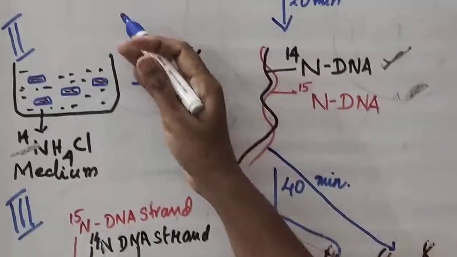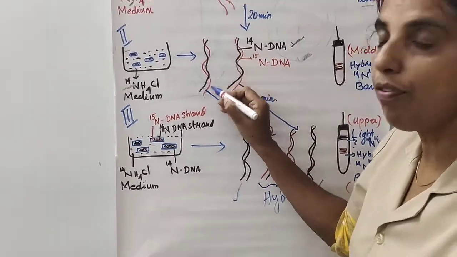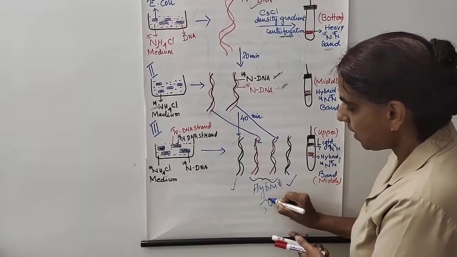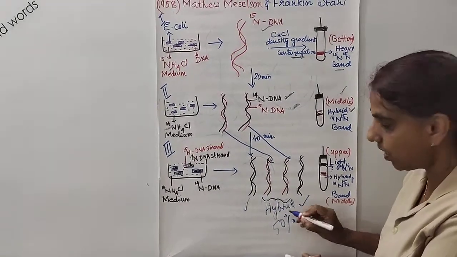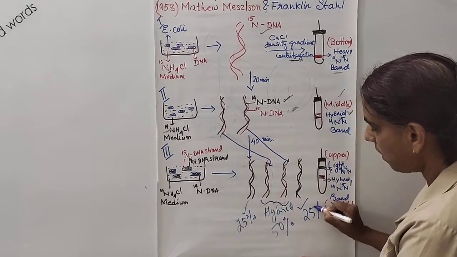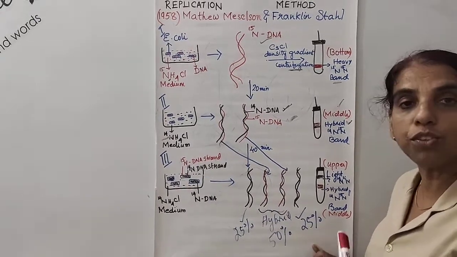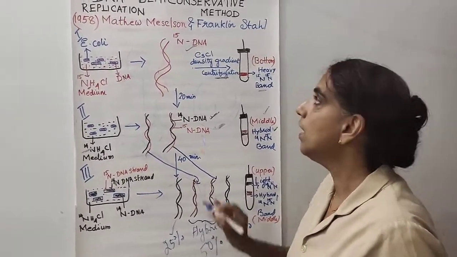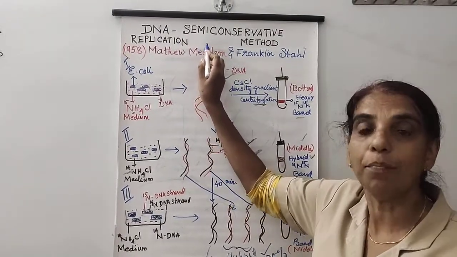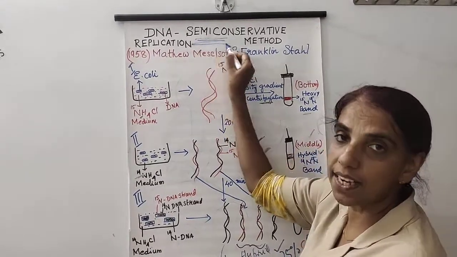From all the 3 steps, we could make out that in this type of DNA replication 50% is conserved from the parent, and the rest, 25 plus 25, that means again 50%, is coming as new. So this throws a solid proof that the mode of replication is purely semi-conservative.